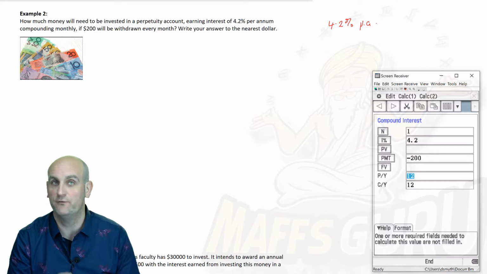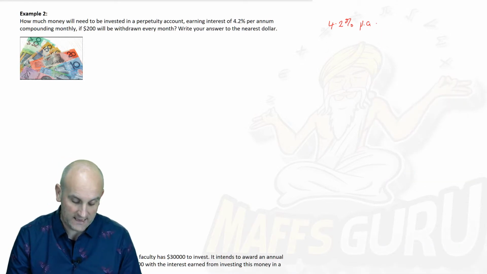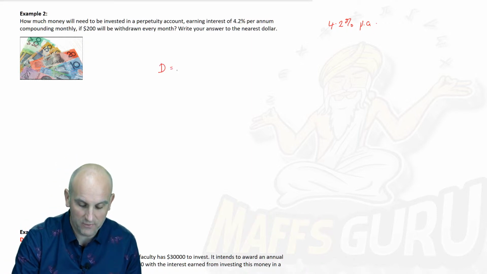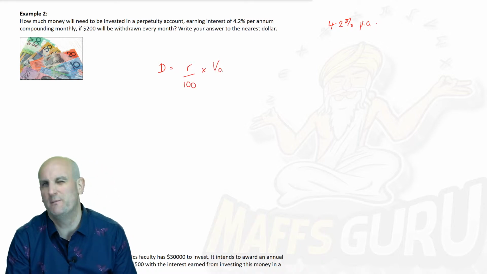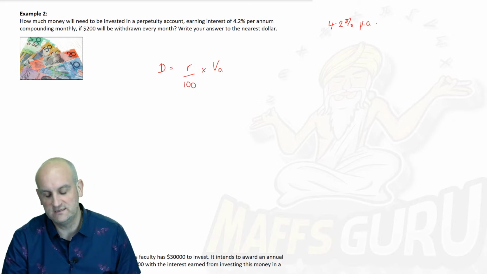No, don't panic. It's fine because we've got the formula. Remember, if all else fails, go back and use the basic formula. So we know that our payment per month is equal to R on 100 times V0. Or in fact, I should have said payment per month. I was giving you a bit of a hint there. Our payment is R divided by 100 times V0.